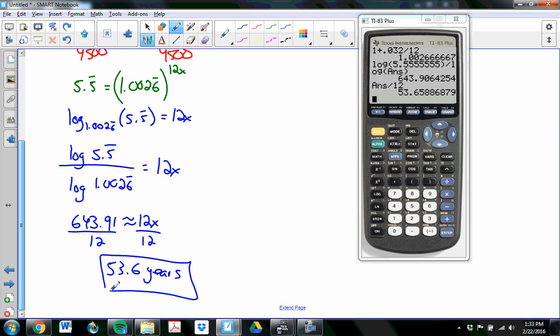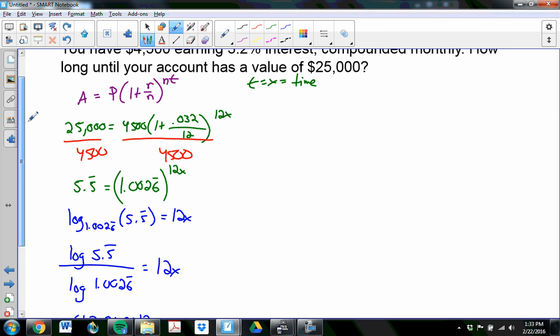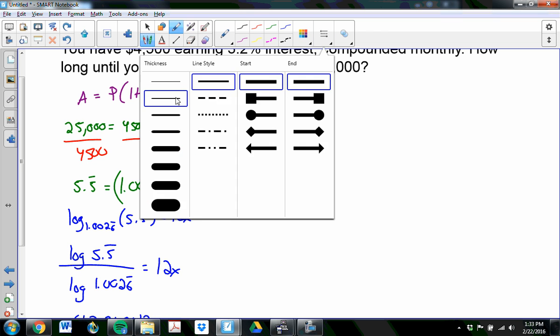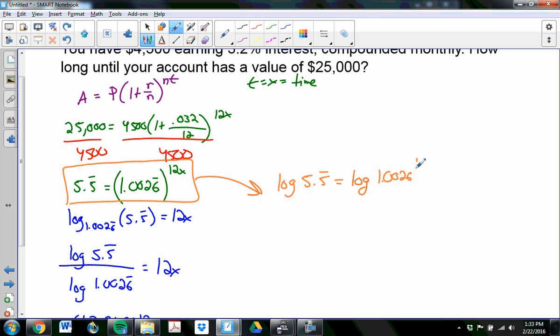And that's a totally fine way of handling that. That's how I usually do it, by converting into log form. But the other option is to take a log of both sides. So from this point here, we can also take a log of both sides and say the log of 5.5 repeating is equal to the log of 1.0026 to the 12x. And with our property of logs, this can come out in front.